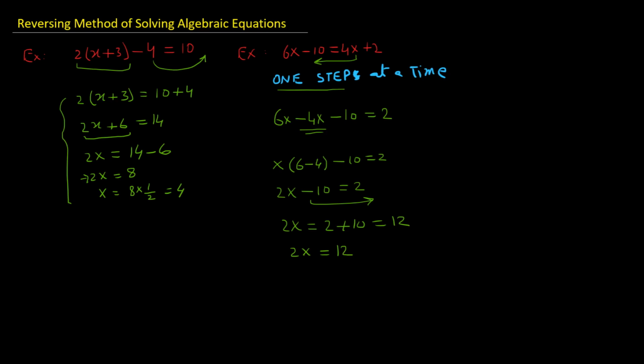So now this 2 is being multiplied here. So we will take this to the other side and we will multiply with the reciprocal of 2, which is 1 divided by 2, or in other words we can say that 2 is being multiplied, so we will divide by 2. When we take this 2 to the other side, we just divide by 2. So x equals 12 divided by 2, which is 6.